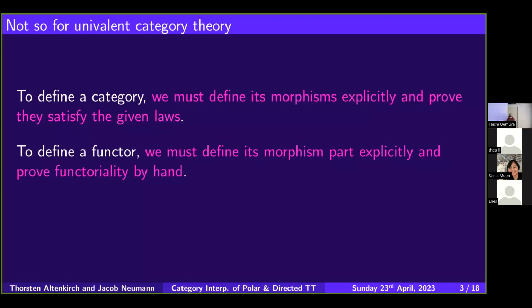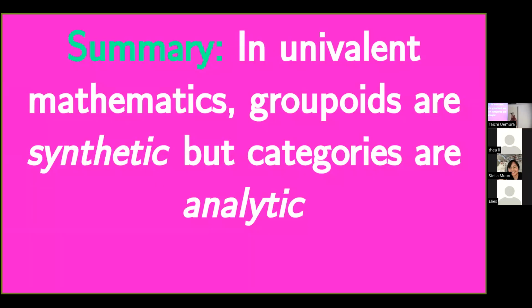Of course, if we're trying to do something like infinity category theory, then this is going to be a problem, because we might end up doing infinite work, and we might end up in some coherence hell, and there are all kinds of difficulties that we didn't have in the groupoid case, which we do have now in the category theory case. A way of summarizing this is that in univalent mathematics, groupoids are treated as synthetic. They are these synthetic objects, whereas categories are analytic.